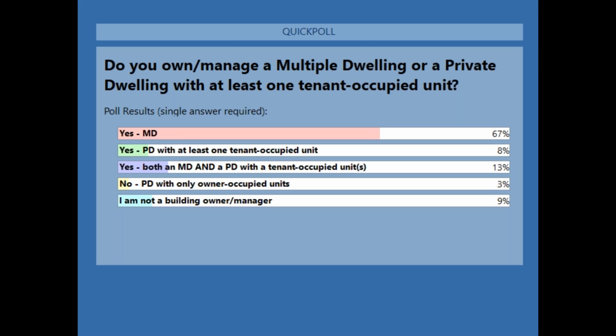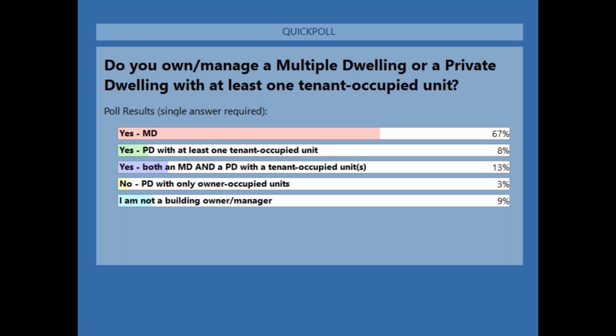But I do want to mention to the 3% of you who responded that you are in a private dwelling that only has owner-occupied units, that these provisions of Local Law 1 are not going to apply to your building. You know, the annual inquiry, the only exception is going to be safe work practices, which we'll get to in a little bit. But most of these provisions will not apply to your building.